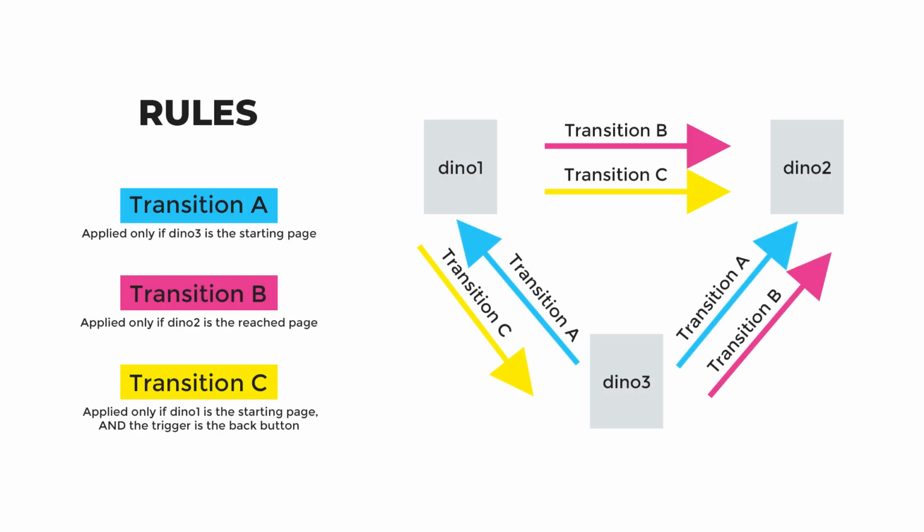Again, let's say we have a set of transitions. One only of these transitions will be chosen to be applied if a certain condition is met. It's quite the same idea as a switch statement. Actually, these conditions have a name in Barba, which is rules.